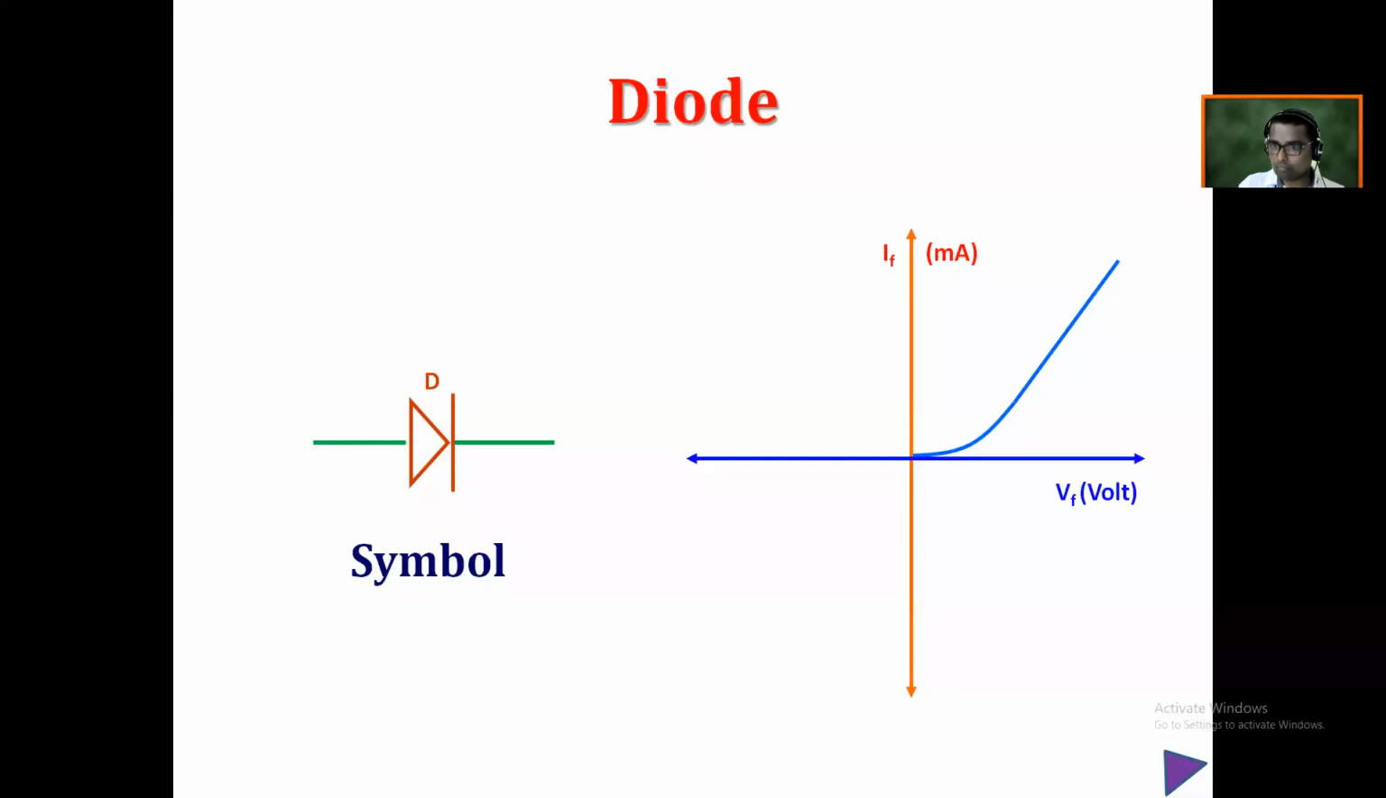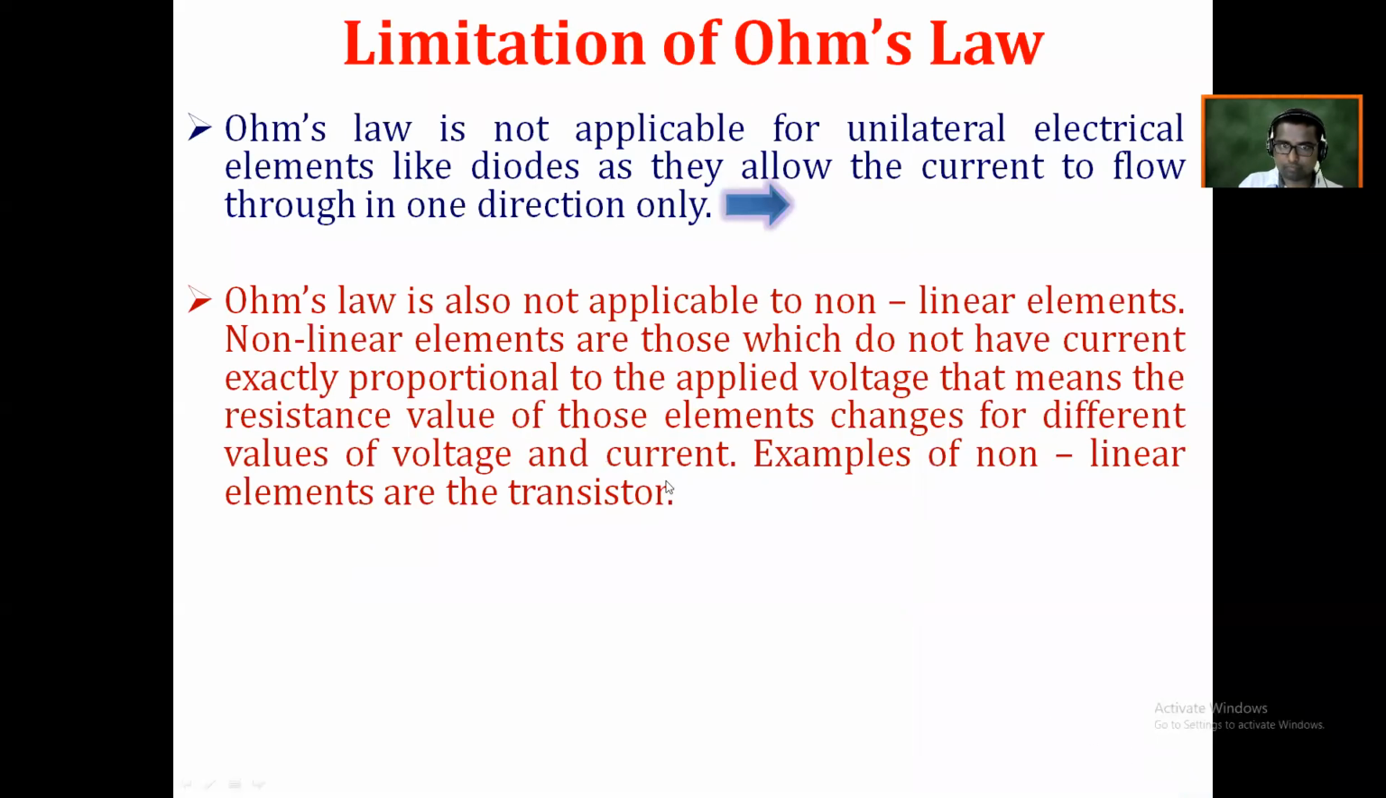Get it my point? Now come back to that point here. Ohm's law is also not applicable to non-linear elements. The non-linear element means what? The non-linear elements are those which do not have the current exactly proportional to the applied voltage. That means the resistance value of those elements changes for different values of voltage and current. Now, when the resistance value is going to be changed, how can I apply Ohm's law to that particular component or circuit?